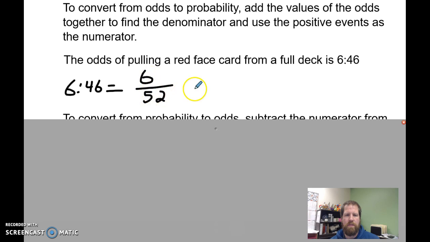And we can simplify that down to 3 out of 26.